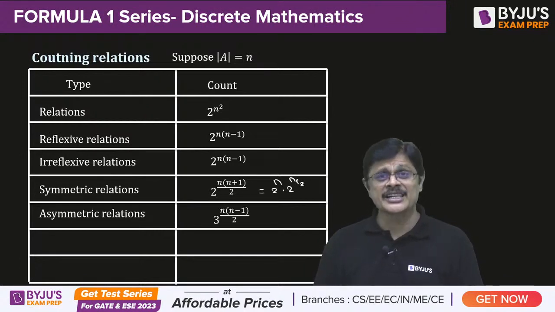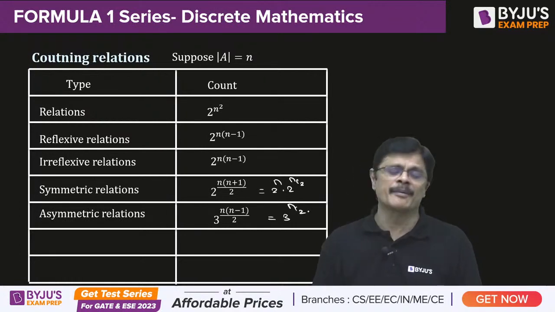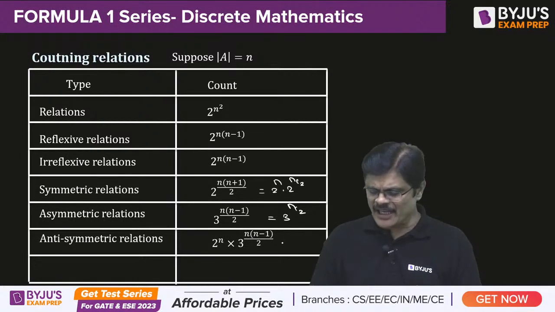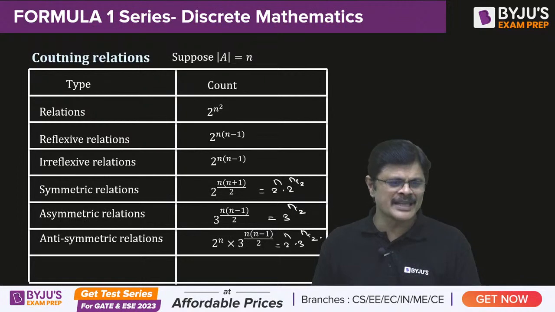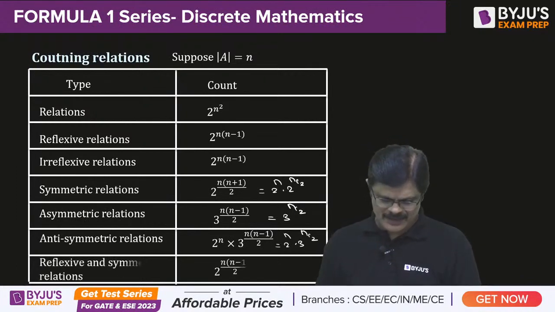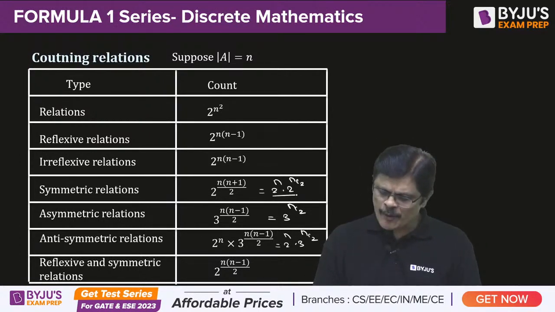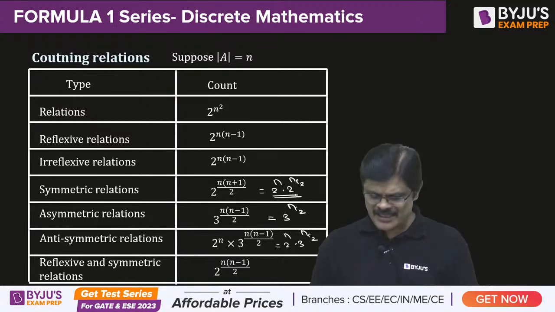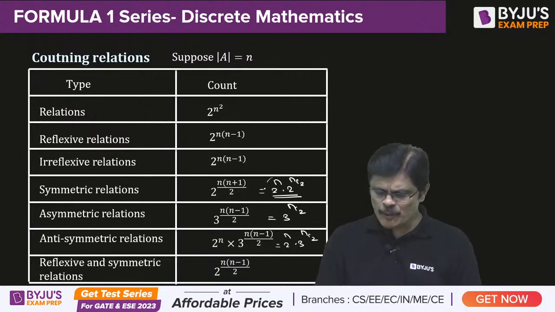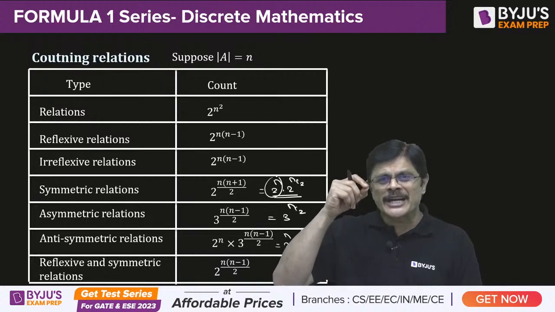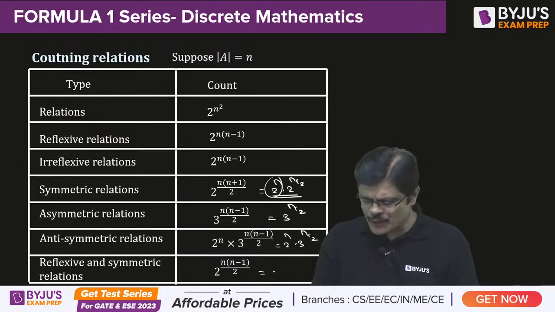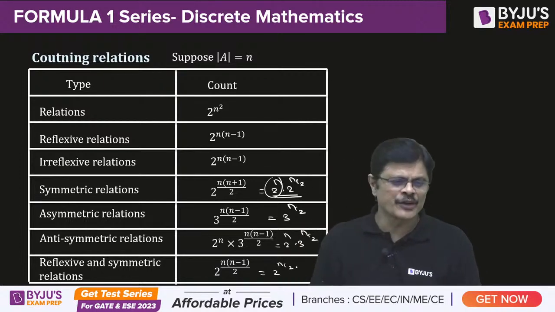Number of asymmetric relations will be 3 power n into n minus 1 by 2, or 3 power nC2 also you can remember. Then the number of antisymmetric relations would be 2 power n into 3 power nC2, my dear friends. And reflexive as well as symmetric relations: symmetric is 2 power n into 2 power nC2. When it is reflexive and symmetric, this 2 power n drops out, because reflexive pairs must be present, so only 2 power nC2 will be the answer. That is 2 power n into n minus 1 by 2.